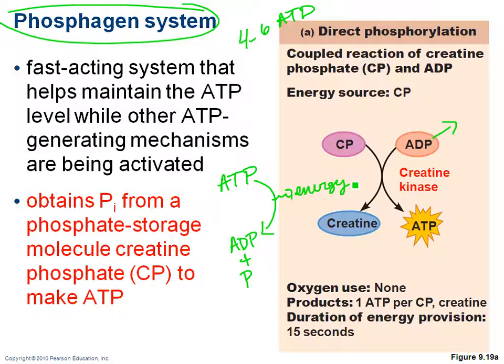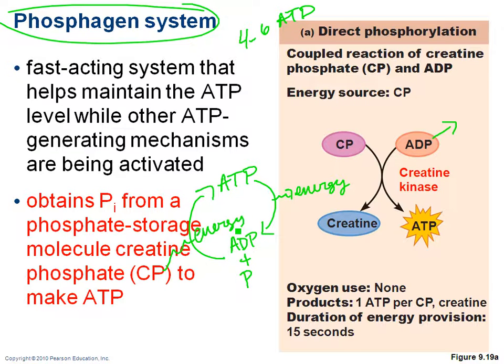Energy. What do we do with that energy? We use that energy to make our muscles contract. If I want to create ATP, if I have an ADP and I have a phosphate, all I have to do is add energy and I can make ATP.